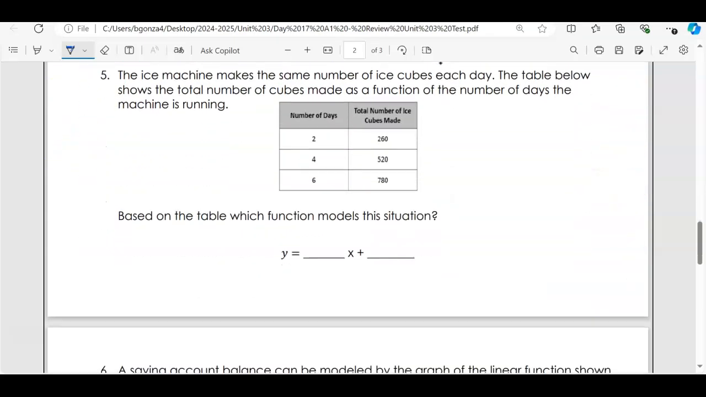The ice machine makes the same number of ice cubes each day. The table below shows the total number of cubes made as a function of the number of days the machine is running. Okay, now look, we have a table and we're trying to get a function that looks like y equals, right? So again, when you have a table, it's a function of a linear equation.